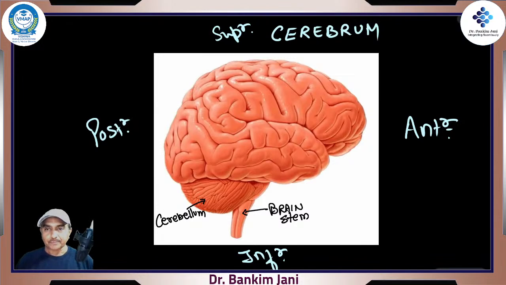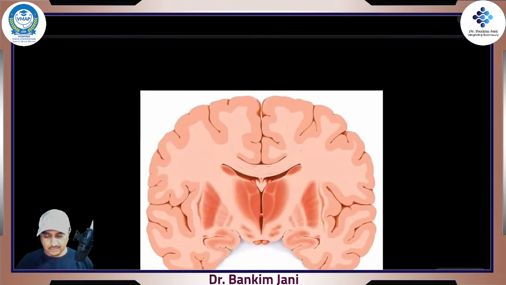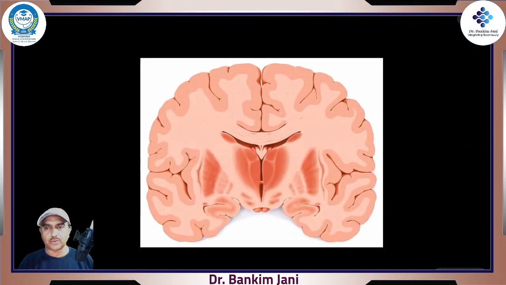Okay, let's cut the cerebrum in this plane, like this. That is called the coronal plane. This one would be the coronal plane. So when we cut it and when we watch it, it looks like this. This is how it looks.